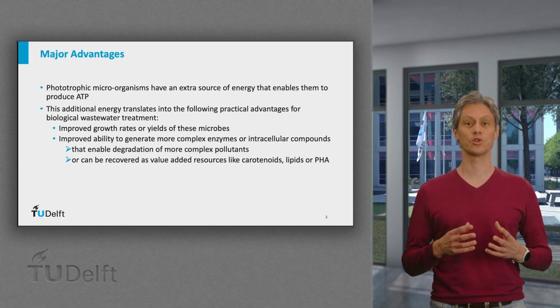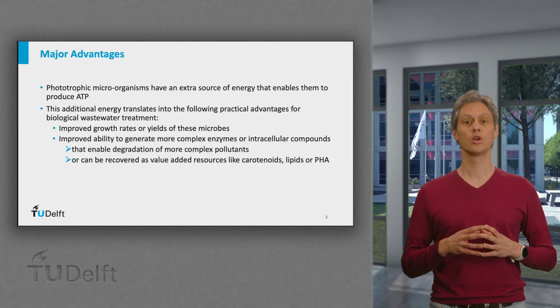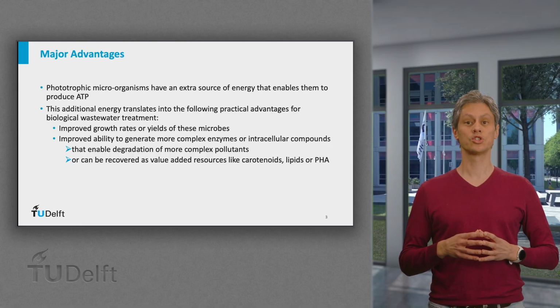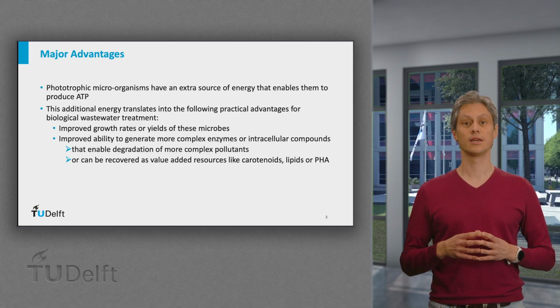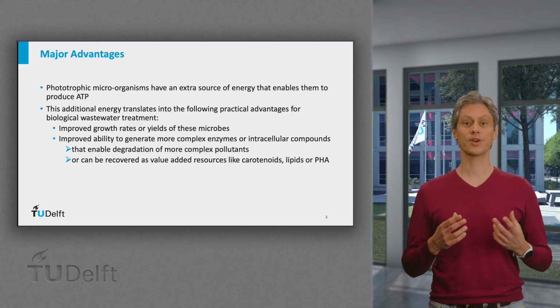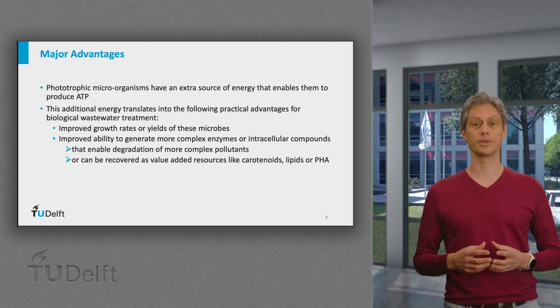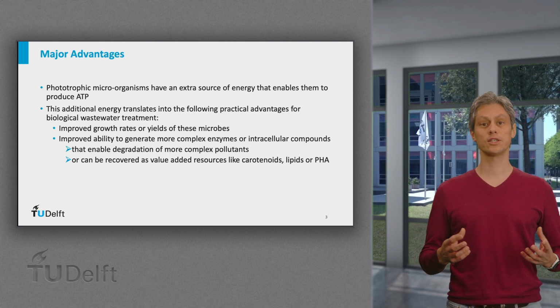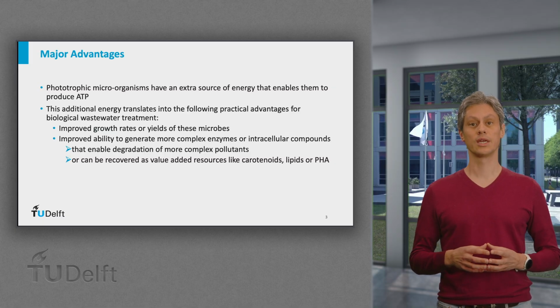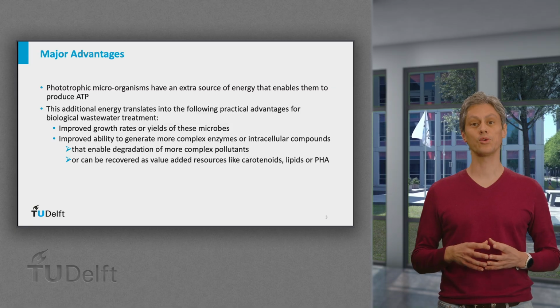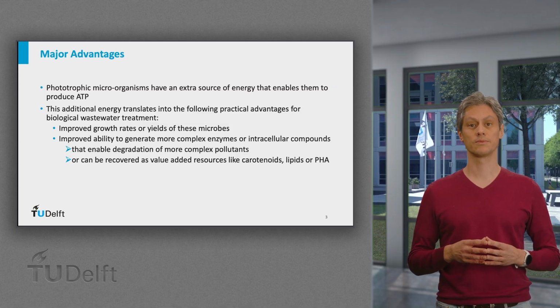A key advantage of phototrophic microorganisms compared to chemotrophic microorganisms is that they can use solar energy to produce ATP. This additional energy translates into the following practical advantages for biological wastewater treatment. Improved growth rates or yield of these microbes. Improved ability to generate more complex enzymes or more value-added intracellular compounds.